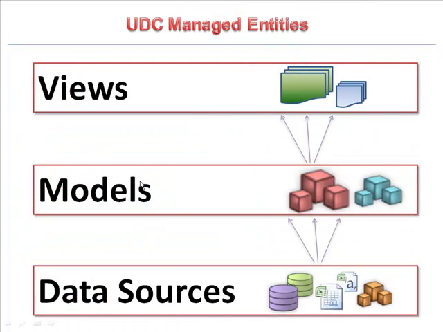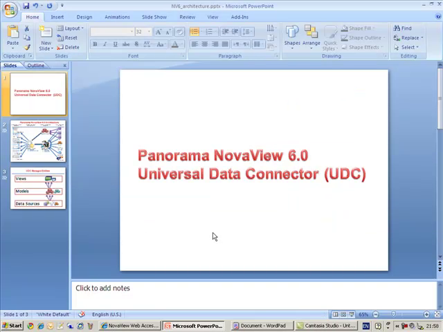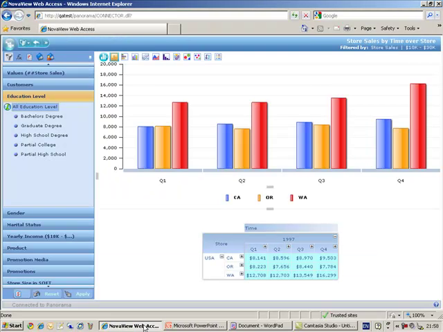UDC has three layers. The first one is the data source, the actual connection to the data storage and the query if needed. The second one is a smart layer called modeling. Here users can add semantics to the data and prepare it for better analysis. Finally, we have the views, which are grids, charts, KPIs, served and delivered to the end user for reporting and analysis. So let's see it in action.